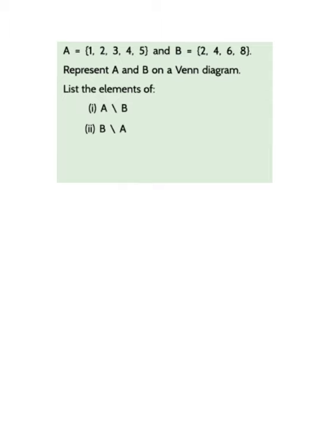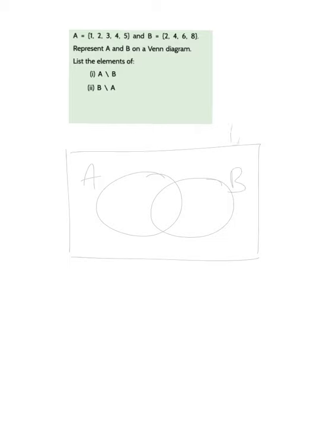Going to go through another example of that. So we have the set A is 1, 2, 3, 4, 5. The set B is 2, 4, 6, 8. Represent A and B on a Venn diagram and list the elements of A less B and B less A. Okay, so the first thing that we're going to do is draw a Venn diagram. So I'll draw a Venn diagram. And I have two sets again, A and B. So A, B, label them, and then the whole lot is called the universal set.